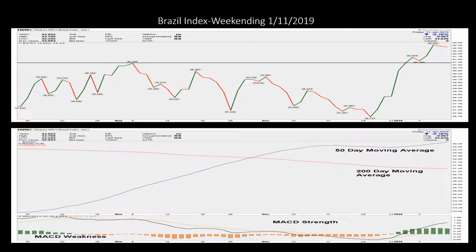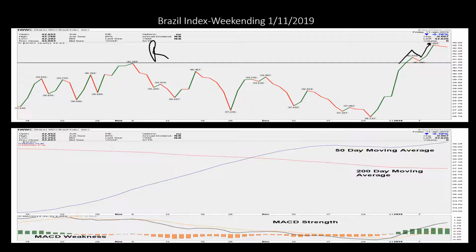The final index we will look at is the Brasil Index. The top chart we see is price action. The black line was a line of resistance for several months as the index could not break above it. Eventually, it did break through, pulled back, and moved higher. That is an early sign of strength.